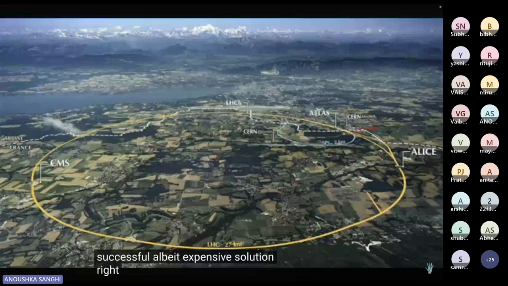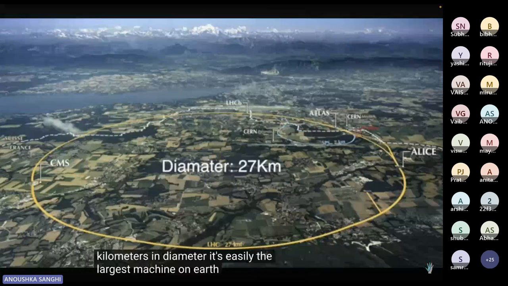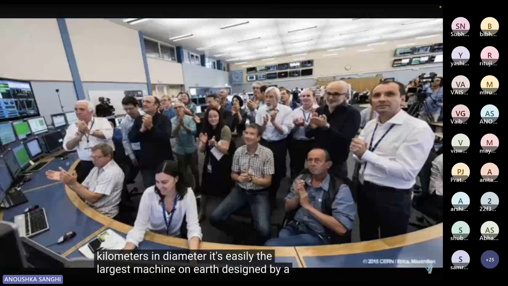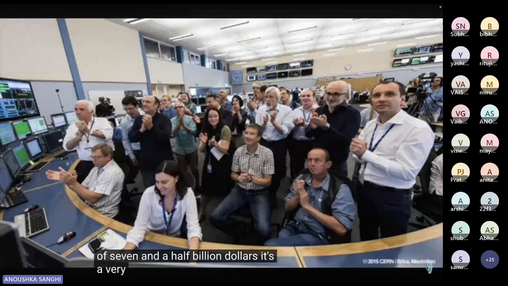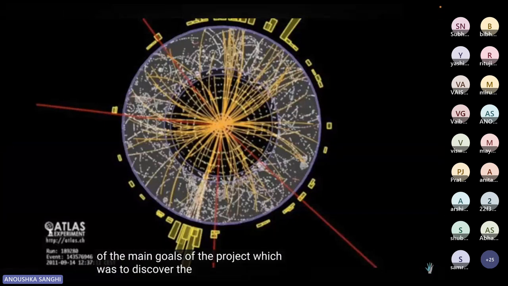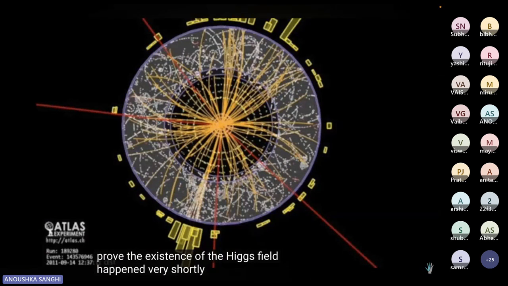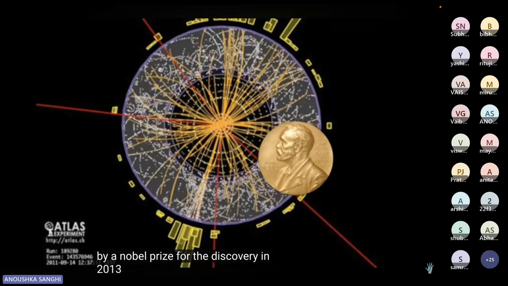The LHC is the world's most powerful accelerator, and at 27 kilometers in circumference, it's easily the largest machine on Earth. Designed by a team of 10,000 scientists, and at a cost of $7.5 billion, it's a very expensive toy. But it paid off. One of the main goals of the project, which was to discover the Higgs boson and prove the existence of the Higgs field, happened very shortly after the accelerator came online, and was followed by a Nobel Prize for the discovery in 2013.